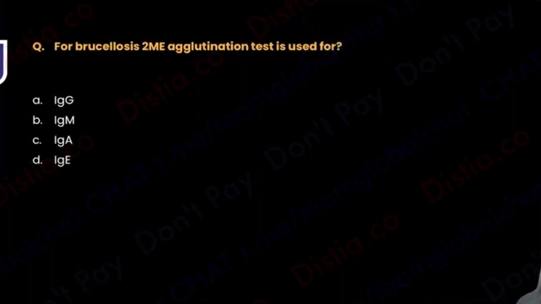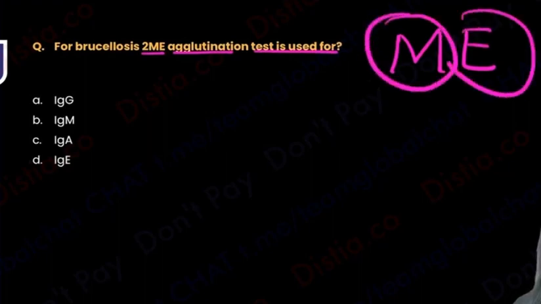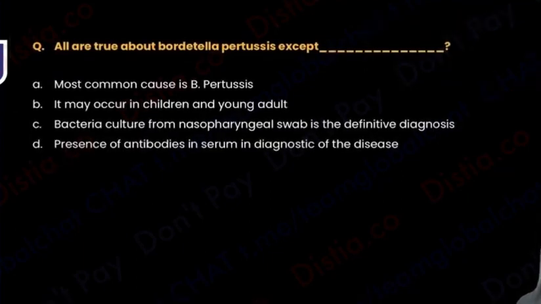Next, in brucellosis, 2-ME agglutination is used for. You'll say, ma'am, 2-ME is mercaptoethanol. IgM ka toh end ho jayega. So what you'll be left with will be IgG. So that was a very quick question that you had. Can you answer this for me?